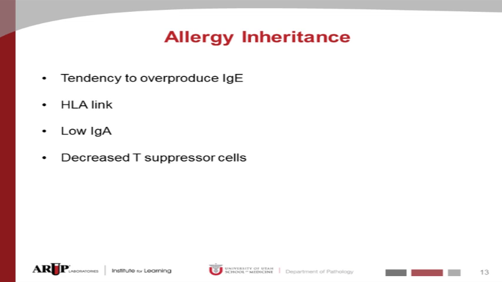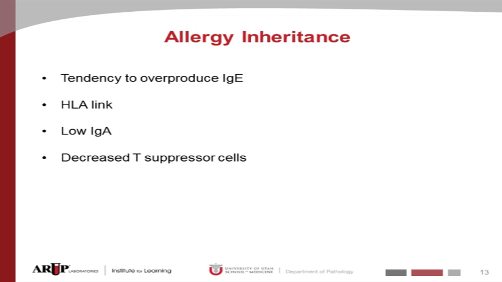IgA antibodies are the class that you would see in your secretions. And if you have fewer IgA antibodies, that allows allergens to get into your system and get exposed to those sensitized mast cells and basophils. So if you don't have the immediate line of defense, then you're more likely to develop an allergic reaction.